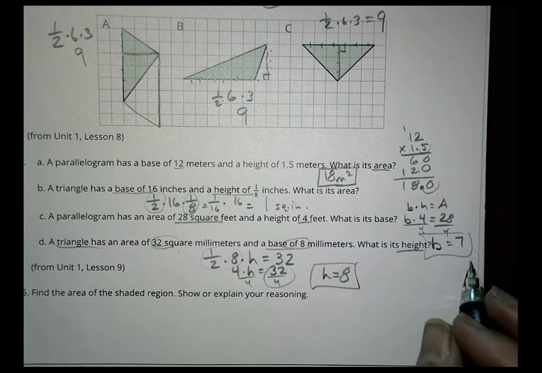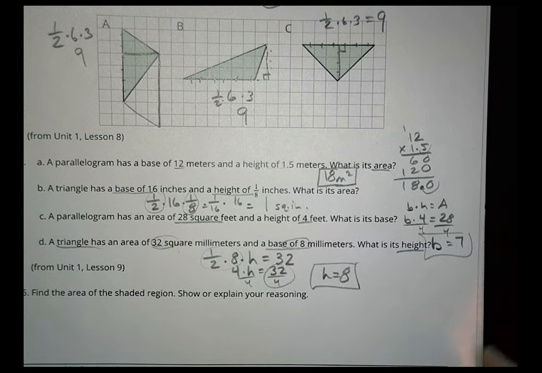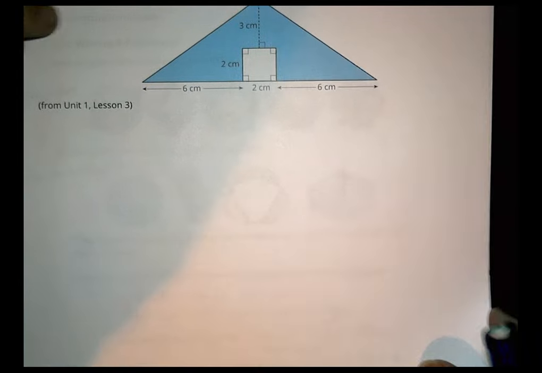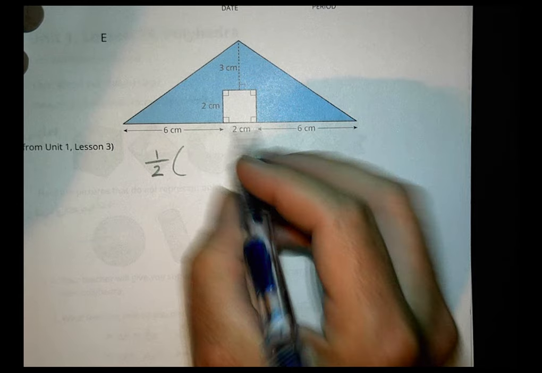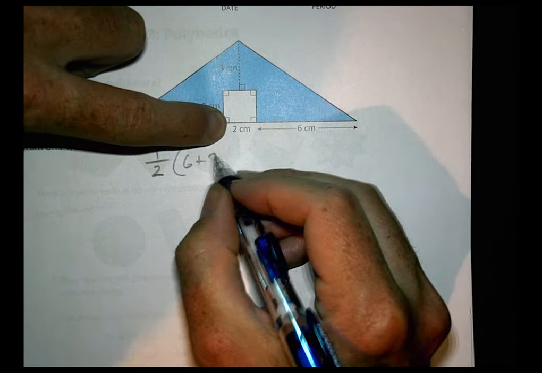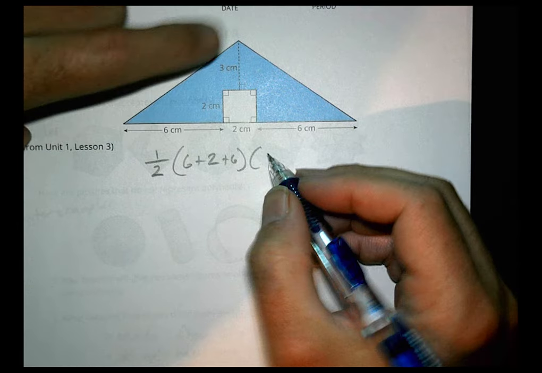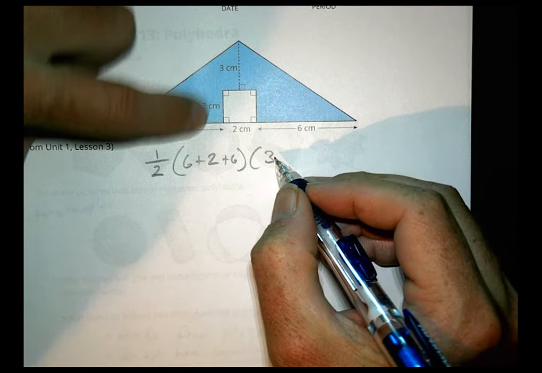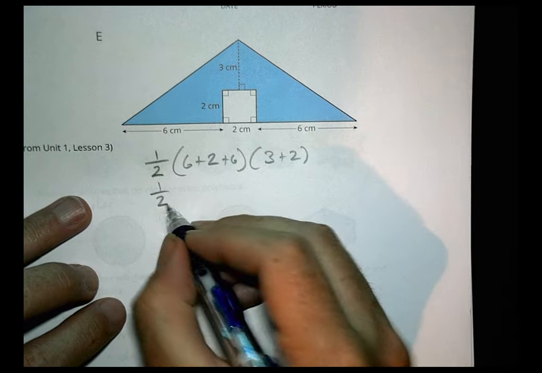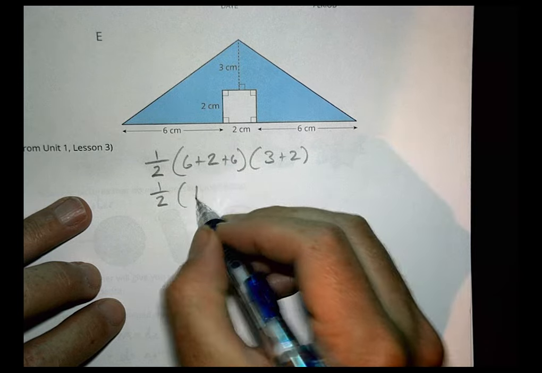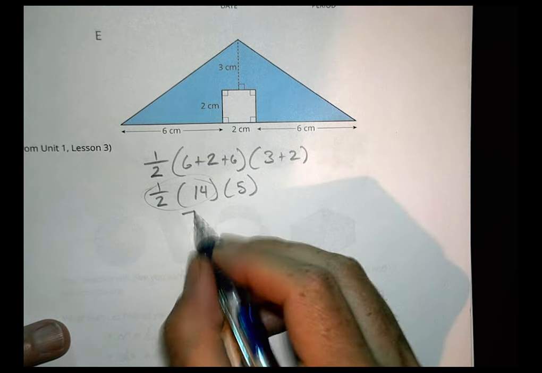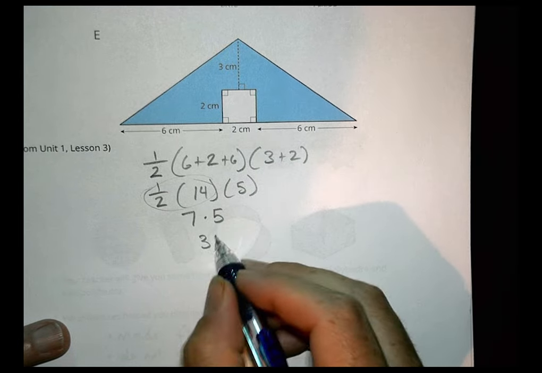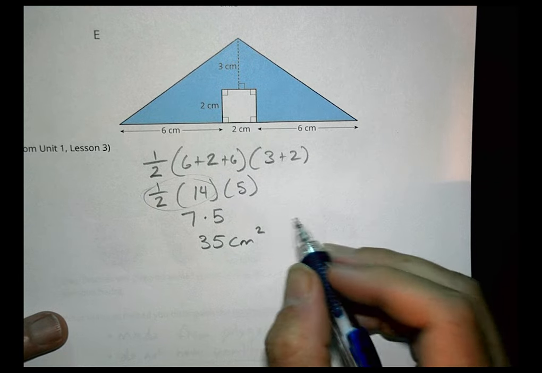And finally, number 6. Find the area of the shaded region and explain your reasoning. So our last one here for the day. We have a shape, or it's a triangle. So our formula for the triangle is, again, 1/2 times the base. Now the base is 6 plus 2 plus 6 times the height. And our height is 3 plus 2. All right, so let's continue that. We have 1/2 times 6 plus 2 is 8, plus 6 is 14, and 3 plus 2 is 5. 1/2 of 14 is 7, and 7 times 5 is 35. And we would say centimeters squared is what we have so far.